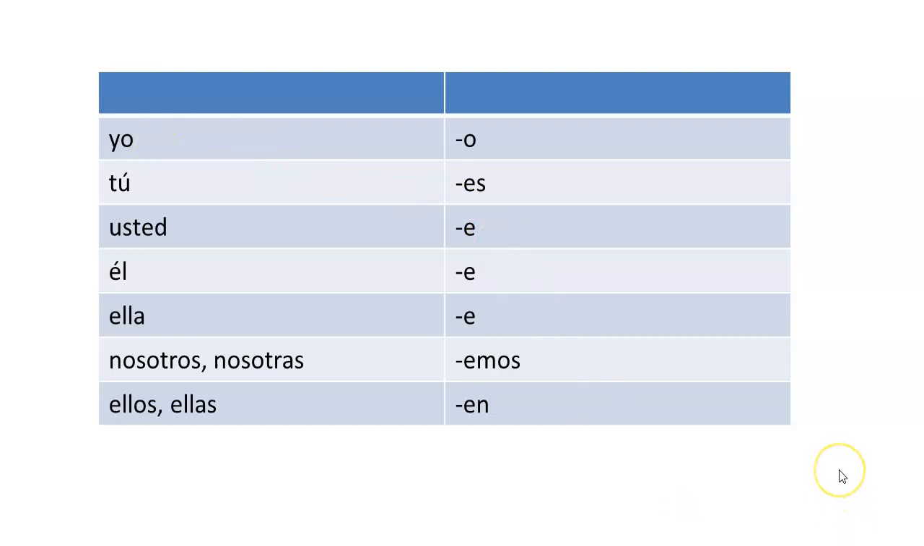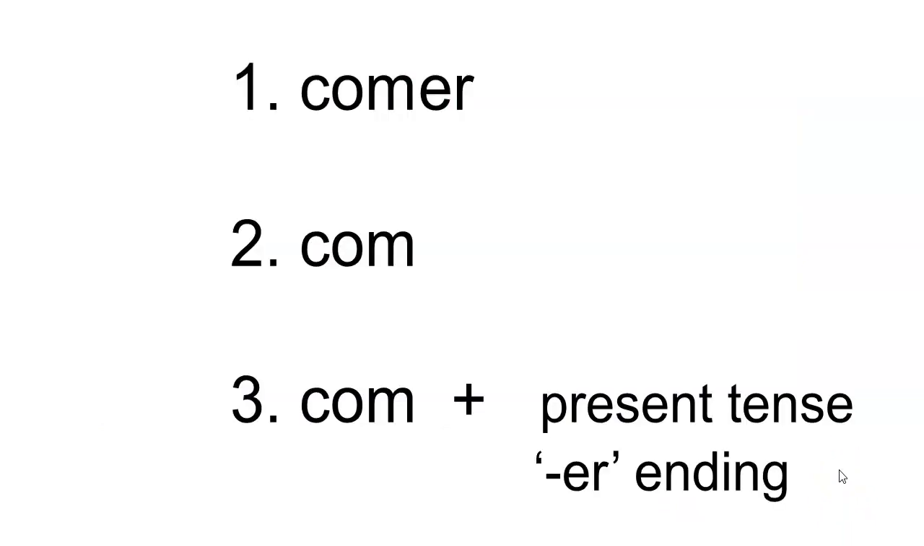So that's part one. The second thing is you have to know the process of conjugating a verb, the mechanics of it. It's very simple. You start with your infinitive, which ends in ER. Remove the ER, and in step 2 you find your root. This is the root here for the verb comer, which is to eat.